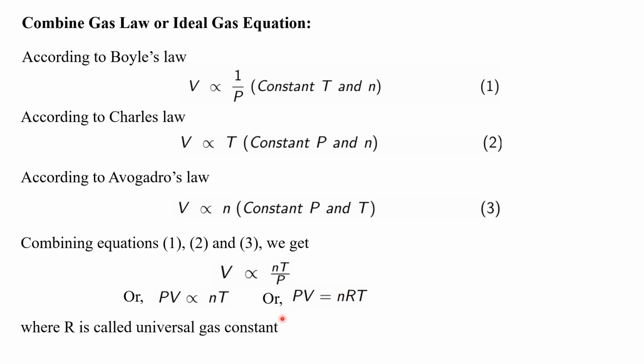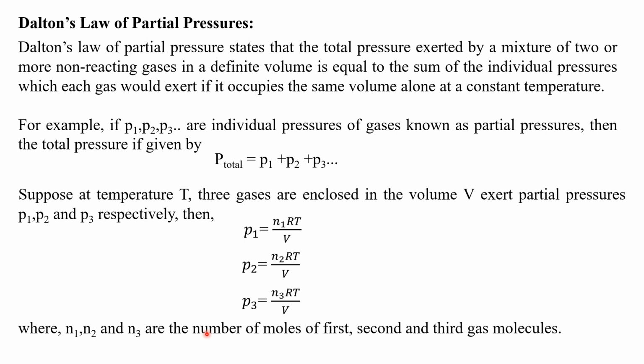This R is called the universal gas constant, and we know the value of R in different units like 0.082 in liter atmosphere unit, 8.314 in joule unit, and 2 in calorie unit, and so on. Then we discuss Dalton's law of partial pressure. Partial pressure means when we have more than one gas in the gas mixture.